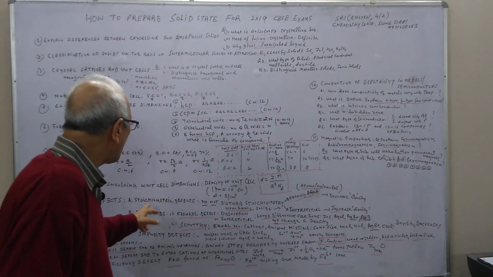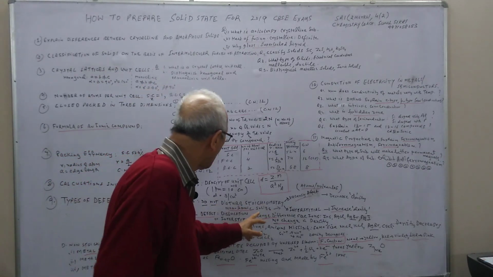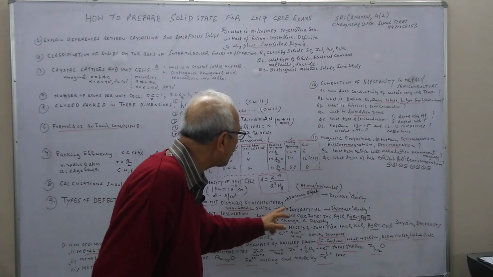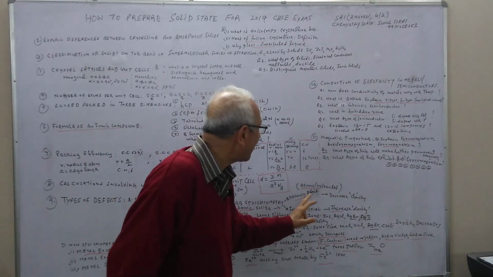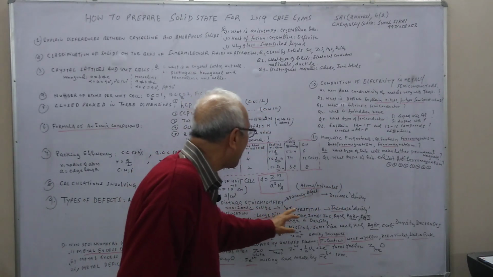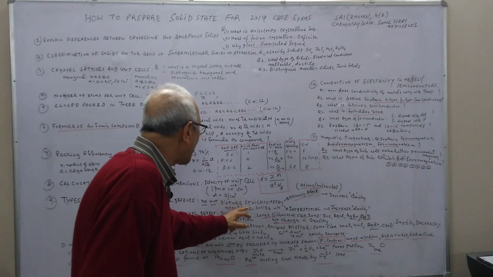And in the defects, I am talking of two types: stoichiometric defects that do not disturb the stoichiometry. Here you are having non-ionic solids, vacancy defects. In atoms or molecules, a vacancy defect will decrease the density, and then there are interstitial defects which will increase the density. This is for non-ionic solids.